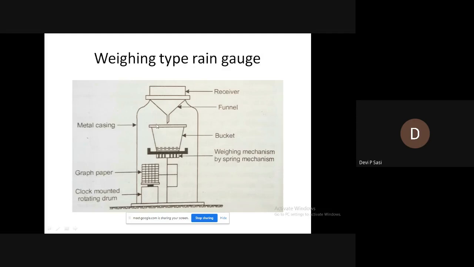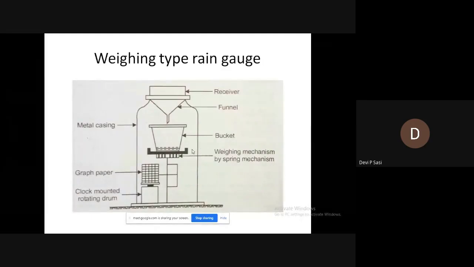So once more, the water reaches the receiver, then the funnel, and from the funnel the water reaches the bucket. The bucket is placed over a weighing mechanism in such a way that if there is any increase in weight inside the bucket due to addition of water, that weighing mechanism actuates a pen to make a mark of the accumulated amount on the graph paper.